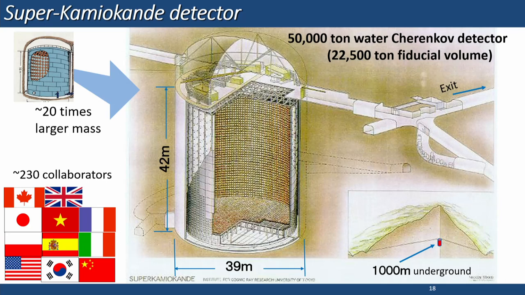Okay, I want to move on to the discovery of neutrino oscillations. Certainly Super Kamiokande is much larger than Kamiokande. It is a 50,000-ton water Cherenkov detector. By the way, this is an international collaboration. We have about 230 people from 11 countries.